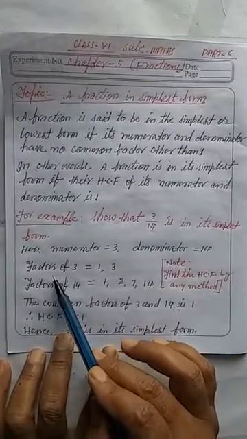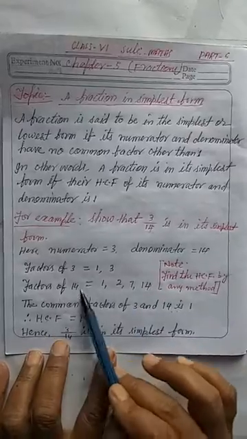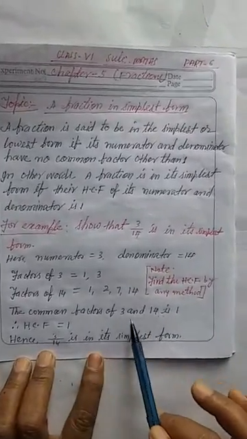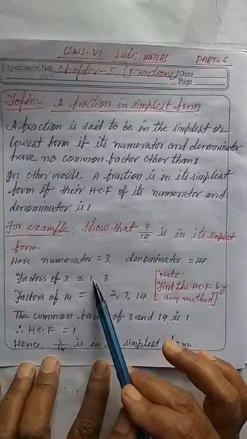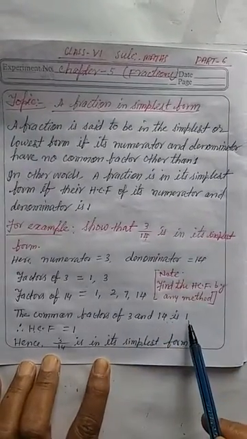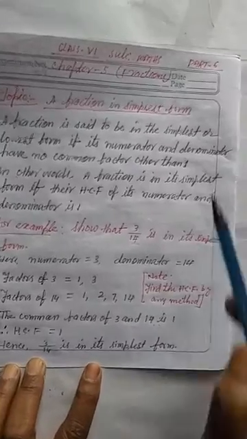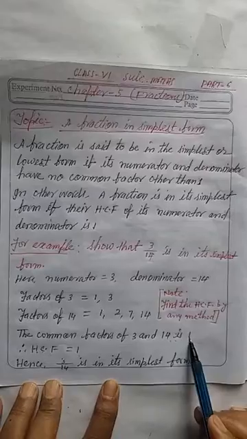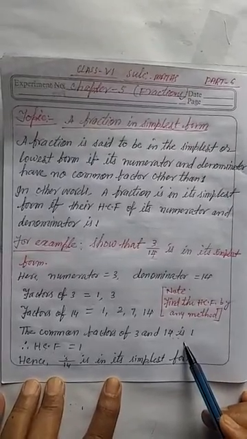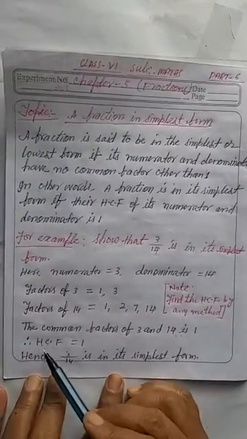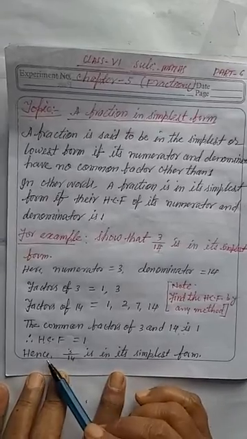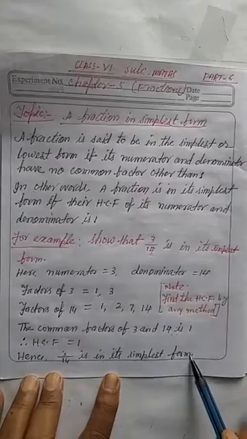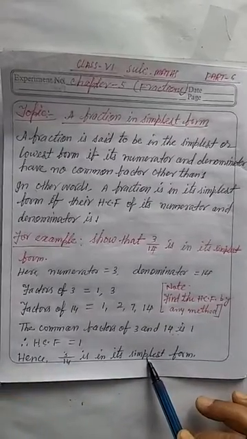Factors of 3 are 1 and 3. Factors of 14 are 1, 2, 7 and 14. Now the common factor of 3 and 14 is only 1. So according to the definition, there is no common factor other than 1. Suppose 2 were common, that would mean it is not in simplest form. Hence HCF equals 1, and we can say that 3 by 14 is in its simplest form, lowest form, or standard form.